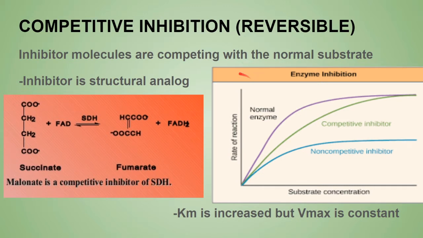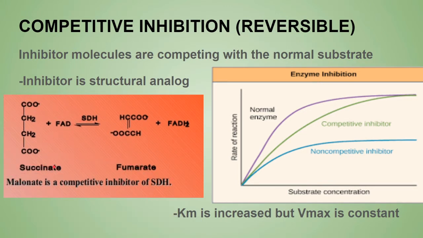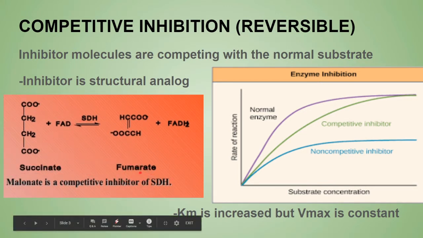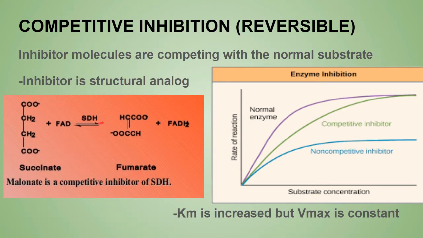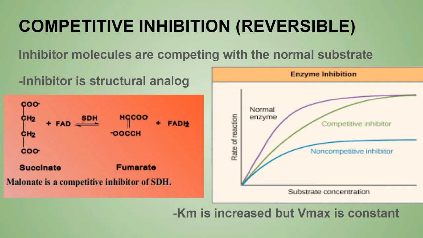Now just take this example. As you can see, succinate is converted into fumarate by the help of the enzyme known as succinate dehydrogenase. But in the presence of the inhibitor malonate, competitive inhibition occurs and it will inhibit the succinate dehydrogenase enzyme and will not form the product fumarate, because malonate is a structural analog of the succinate.